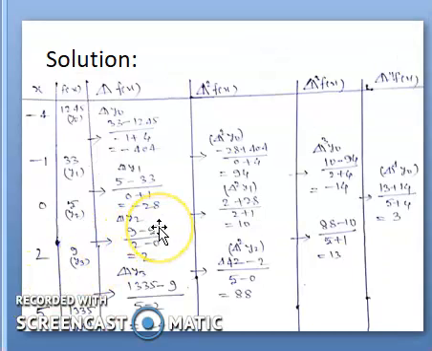Now the solution is, first you write the x values, that is -4, -1, 0, 2, 5. Then f(x) is written as 1245, and it is denoted as y0. So put in bracket y0.